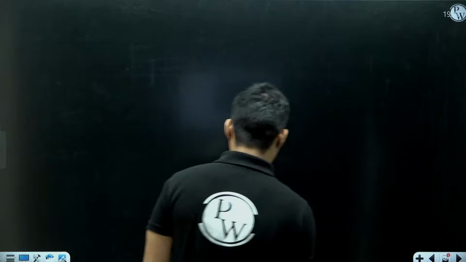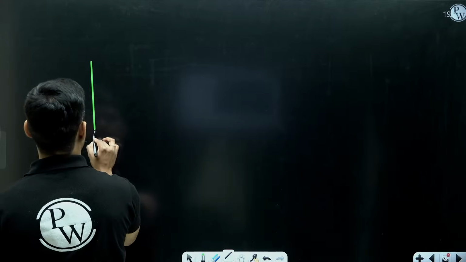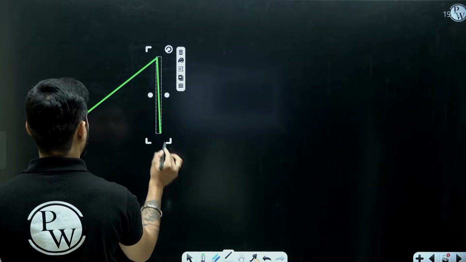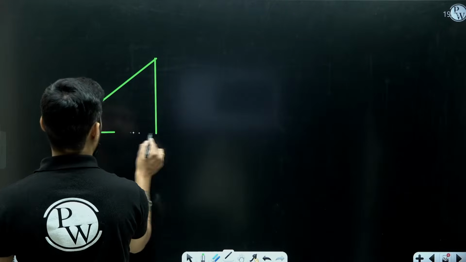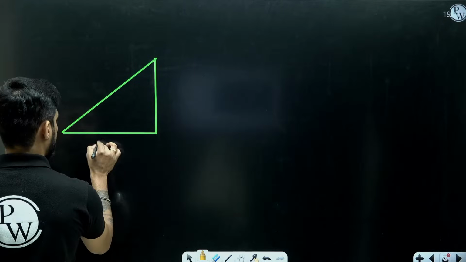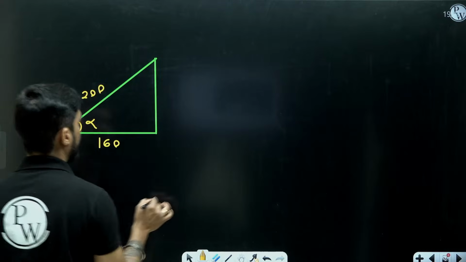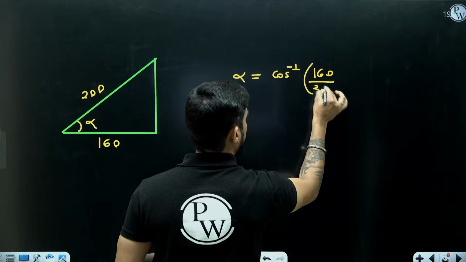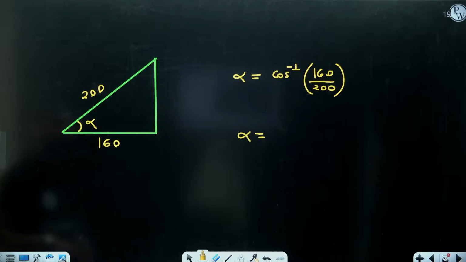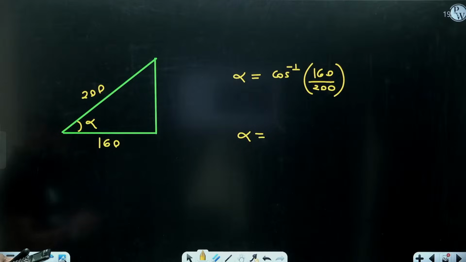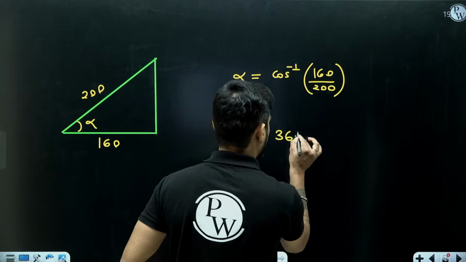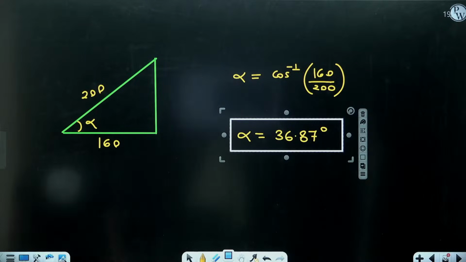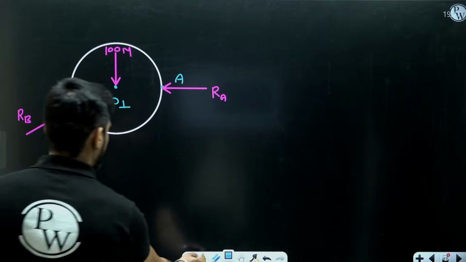So now for this triangle, I can find the value of angle alpha. This is 160, this is 200, and this is angle alpha. So alpha will be cos inverse of 160 by 200, right? Cos alpha will be base by hypotenuse. So cos inverse of 160 by 200, I am getting 36.87 degree. So I have the value of angle alpha.